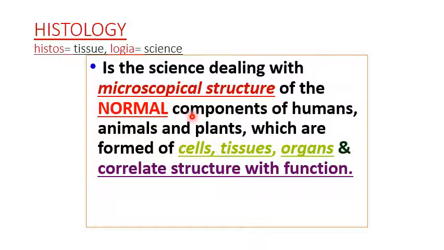So it is the science dealing with the microscopic structure of the normal components of human, animal, and plant, formed of cells. The cells collect to form tissues, the tissues collect together to form organs, okay, and the organs form the system of the body. Histology should correlate the structure with function.